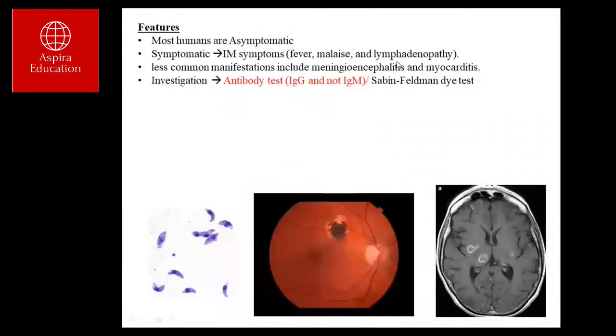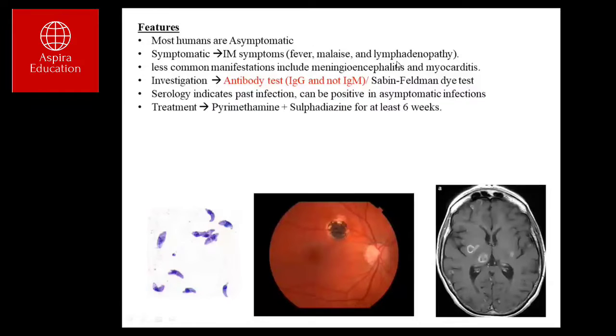So if you do investigate, you might find positive serology, including IgG. IgM indicates acute infection, IgG indicates previous exposure. So serology indicating past infection can be positive in asymptomatic individuals, because most of the adults with toxoplasma are asymptomatic unless they are immunocompromised. And for treatment, you are going to give pyrimethamine and sulfadiazine for at least 6 weeks.